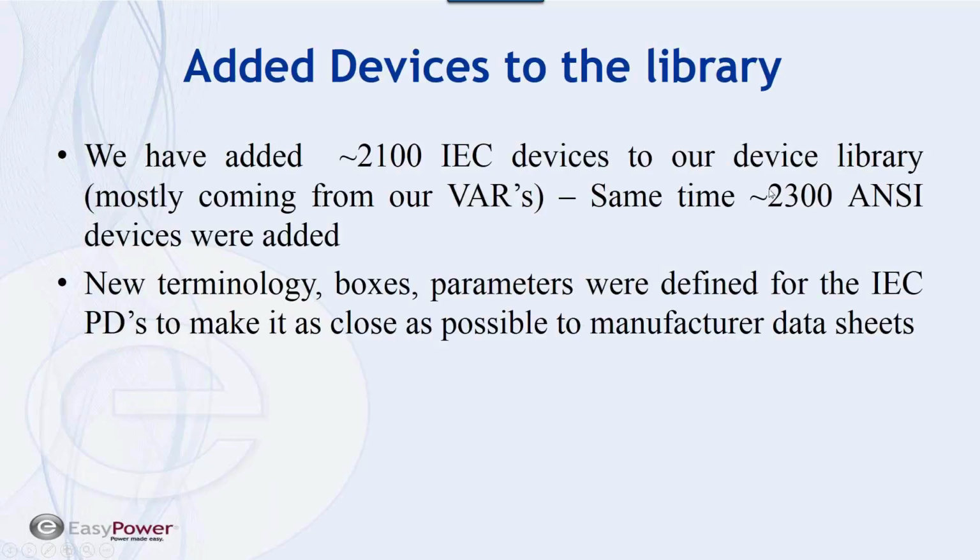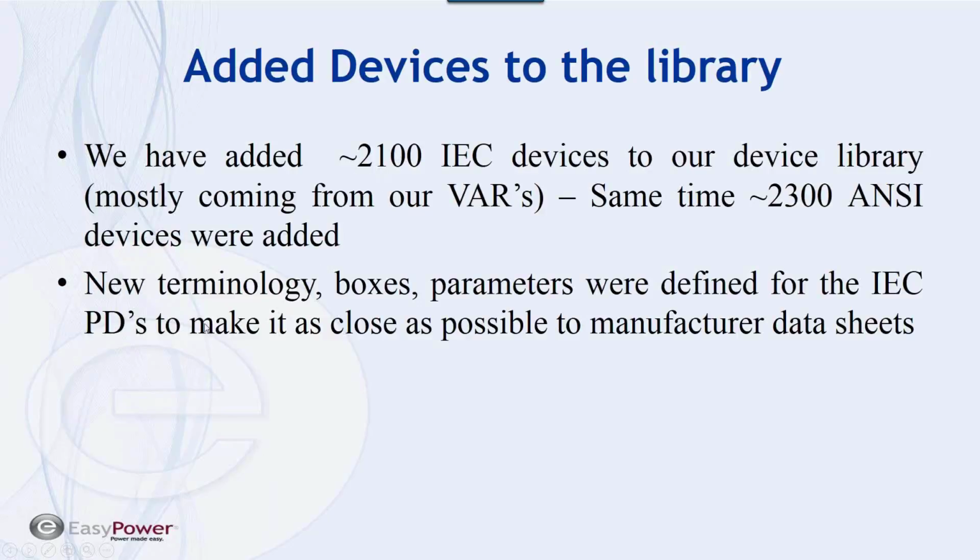2100 IEC devices were added. At the same time, 2300 ANSI devices were added. Of course, ANSI has been around for a long while, and us being in North America, it's much easier to add those devices. I just wanted to make a comparison of how much effort we have made to reach out to other users, other regions, and add IEC devices.